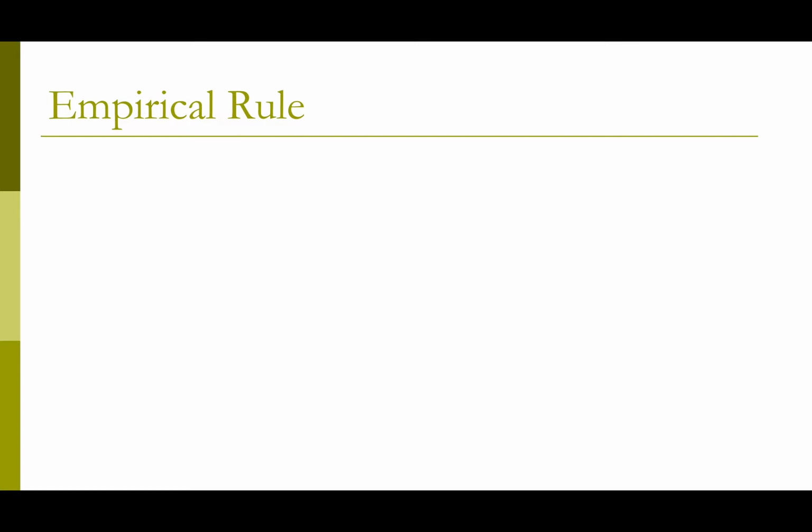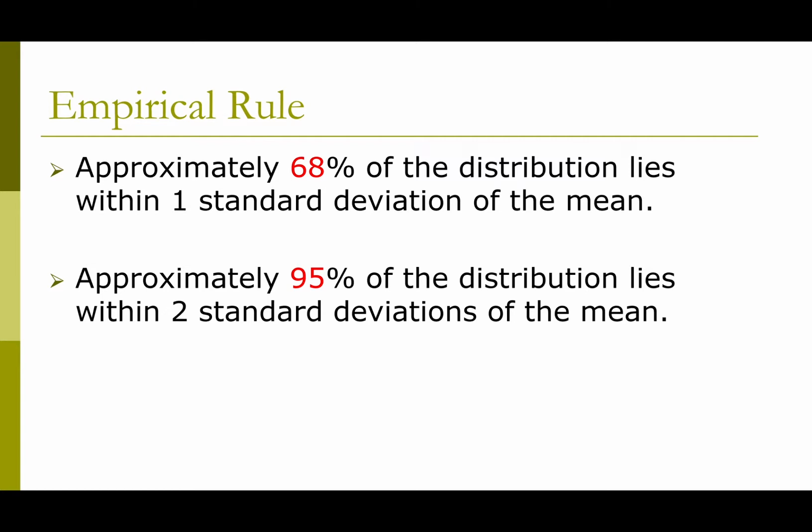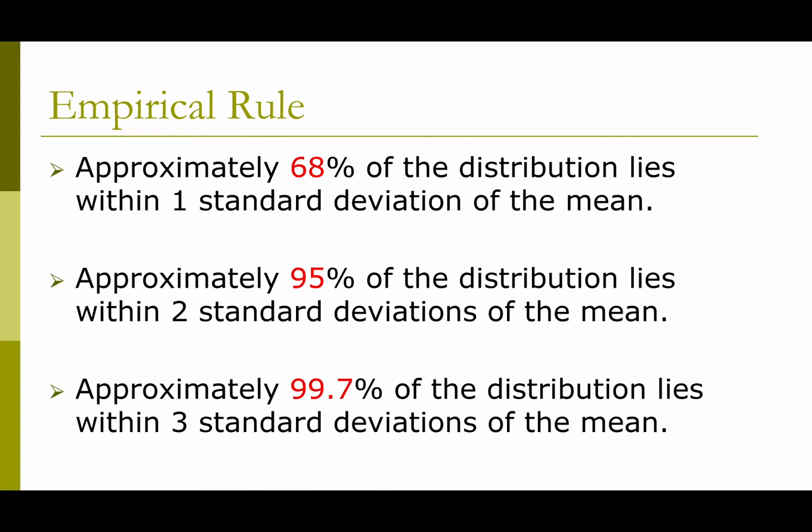So what's important for today is that we're going to learn something called the empirical rule. The empirical rule tells me what percentage of my data is within a given number of standard deviations. So the empirical rule states that approximately 68% of the distribution lies within one standard deviation of the mean. That means between a standard deviation below and above. Approximately 95% of the distribution lies within two standard deviations of the mean. And approximately 99.7% of the distribution lies within three standard deviations of the mean.